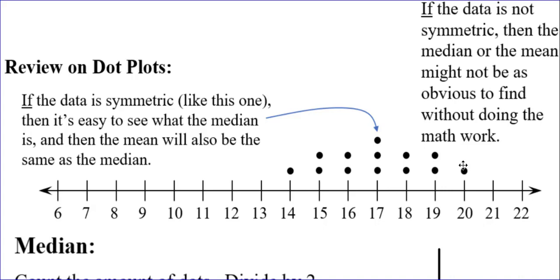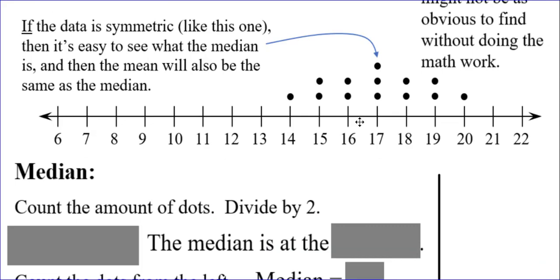And if the data is symmetric, like you see here, it's actually going to be super easy to see what the median is just by looking at the dots. And also, whenever you have symmetric data, the mean will be the exact same value as the median. Now, if the data is not symmetric, then the median or the mean might not be as obvious to find without actually doing the math work. So let me show you exactly what I mean here. Let's pretend we didn't realize that symmetric data basically gives you the median just by looking at the middle of those dots.